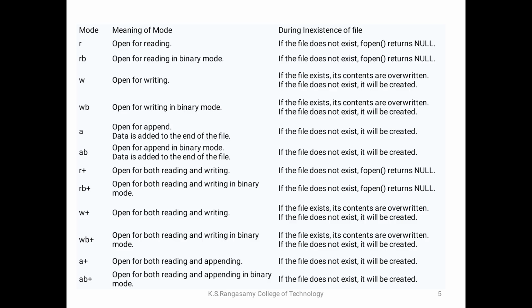So these are some of the modes. R is for opening for reading, and RB is reading in binary mode. W is for writing, and WB is writing in binary mode. A is for appending, that is, something added at the end of the file. And R plus is for both reading and writing, and for updates. So all these modes will be there.